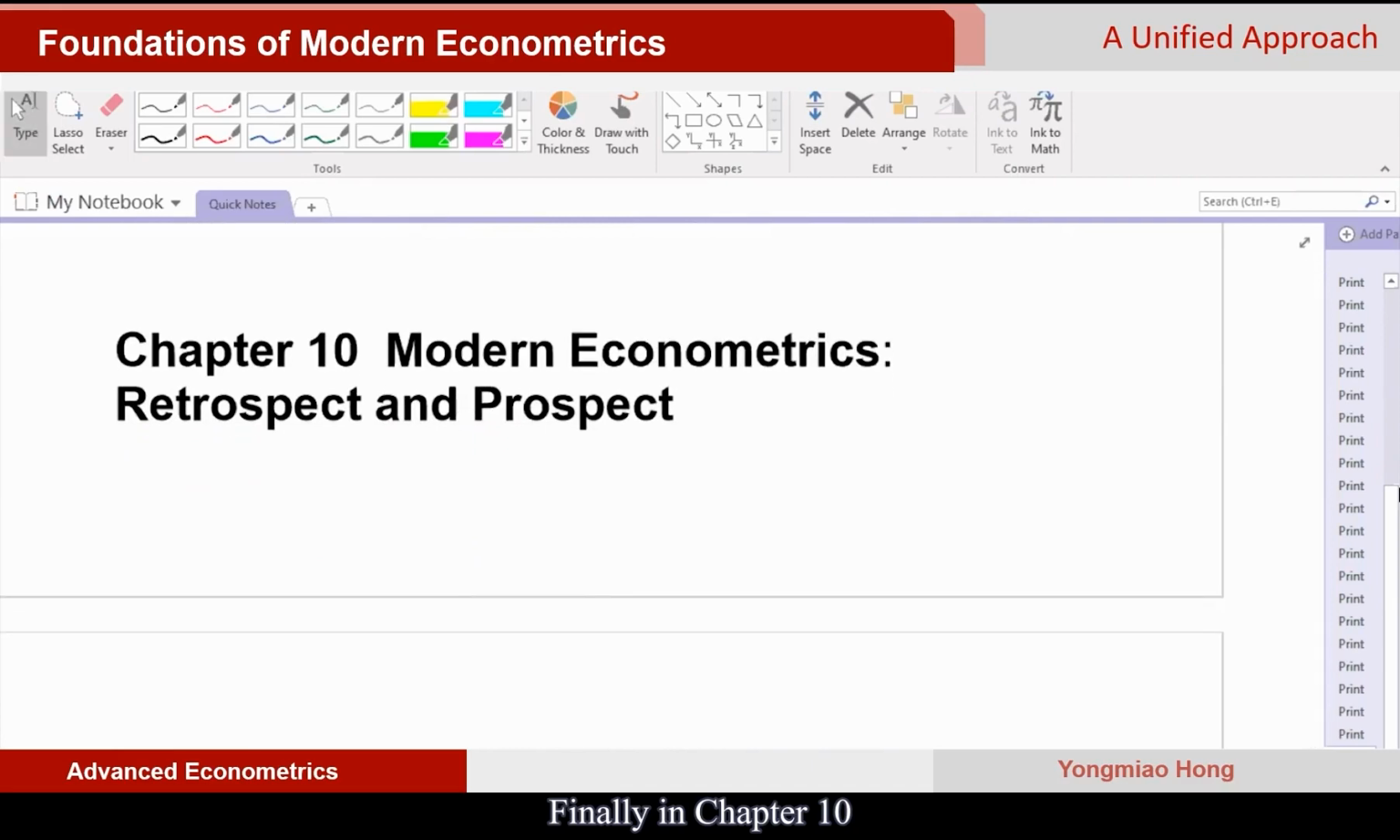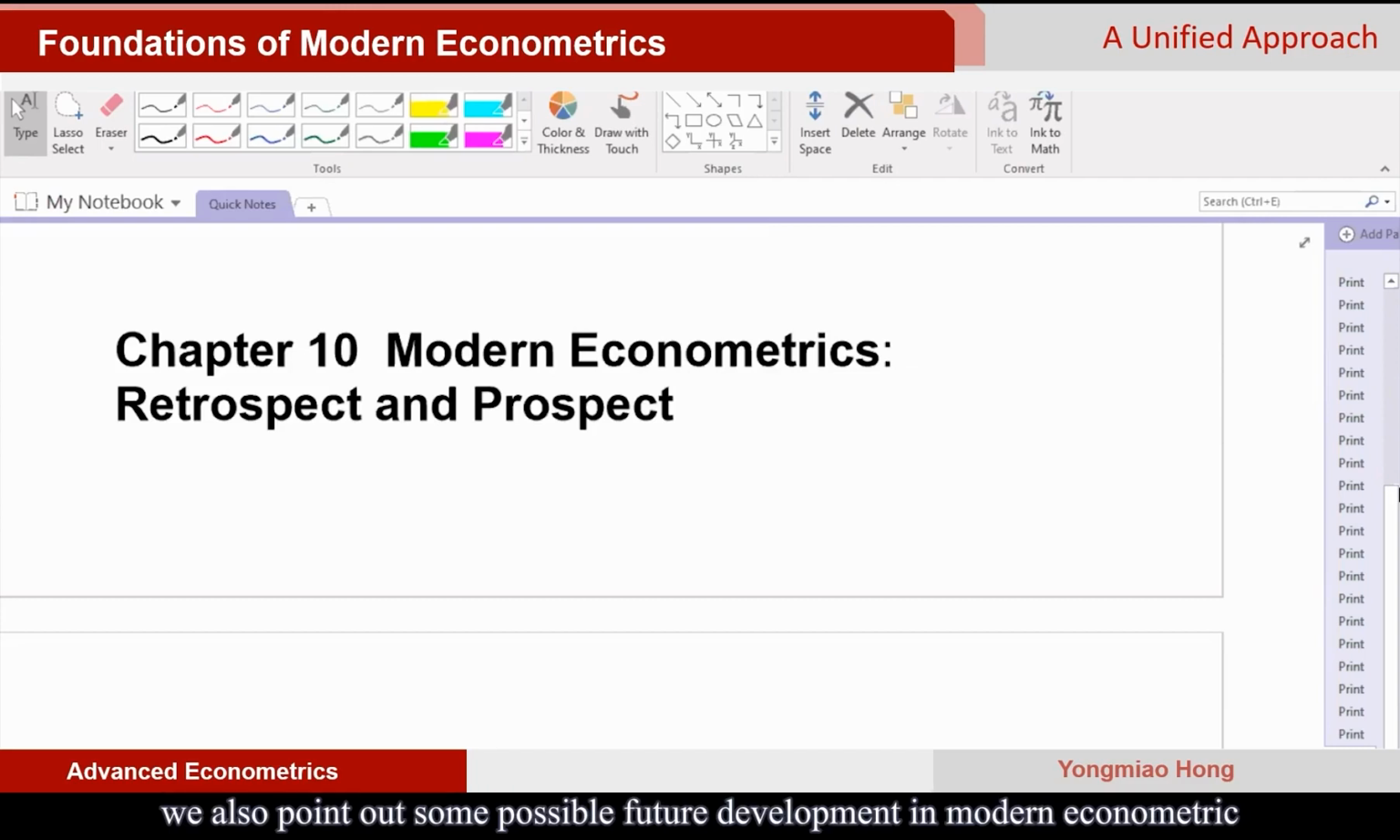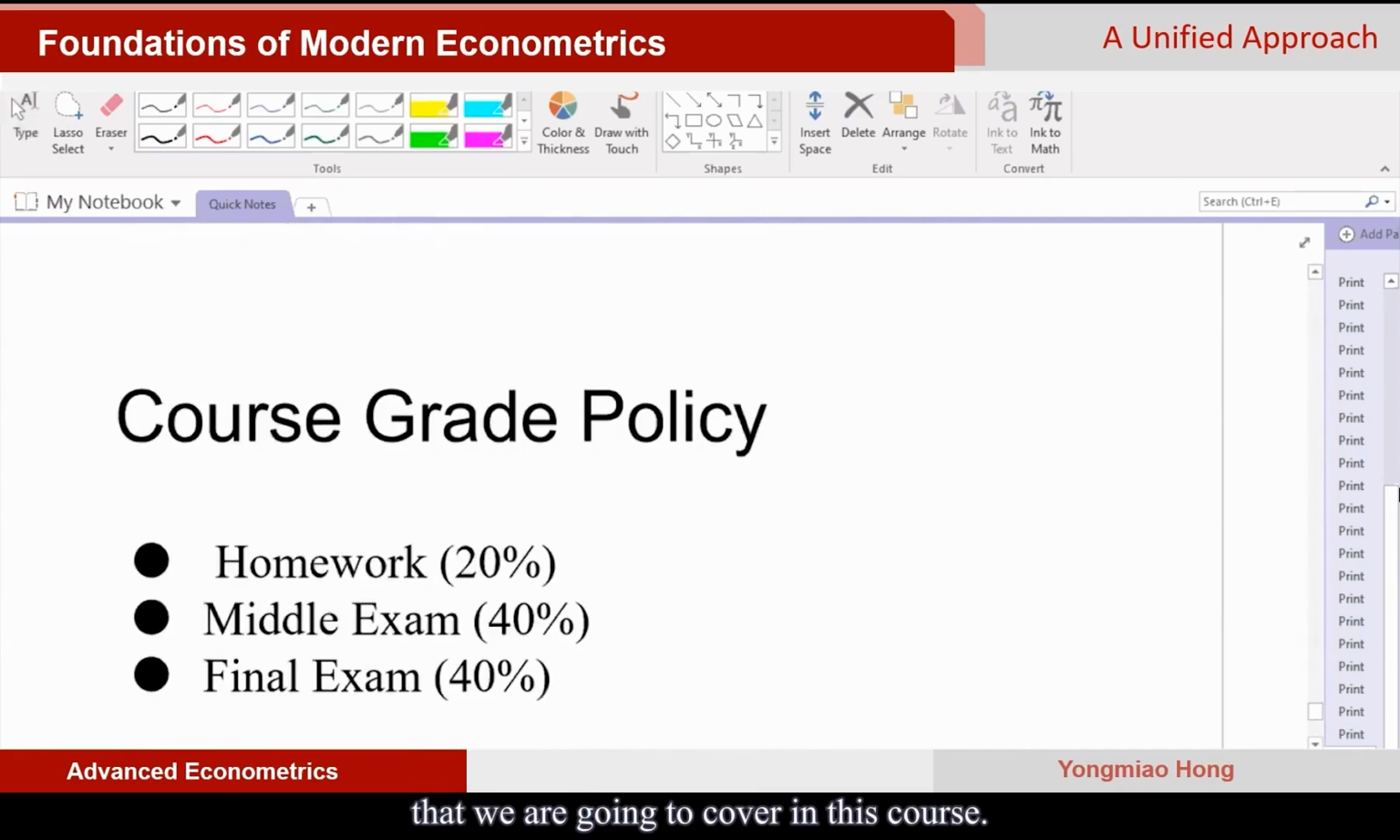Finally, chapter 10 is going to be a general summary, right? This chapter is going to summarize what we have covered in previous chapters and what the important features are. And it also displays certain prospects, right? What are likely to be future developments in modern econometrics? So this chapter is actually quite an integrated chapter. It summarizes all the material, all the econometric theory, methods and tools that we developed, and discusses their links and differences. In addition, we also point out some possible future developments in modern econometrics. So those are all the course material that we are going to cover in this course.